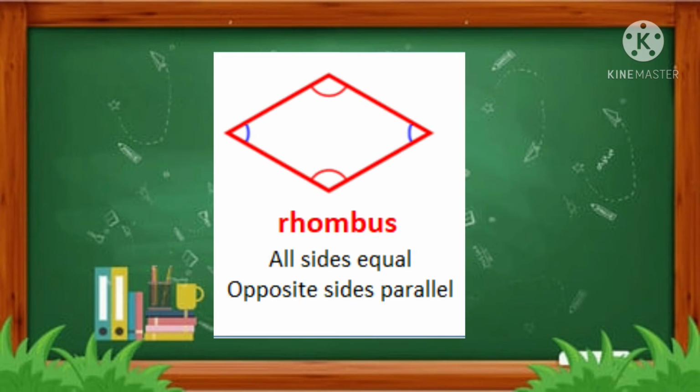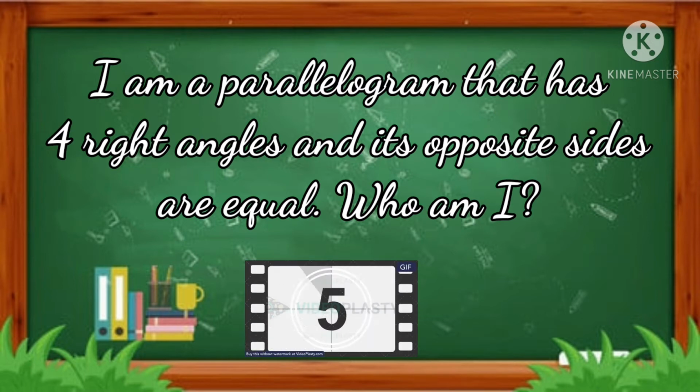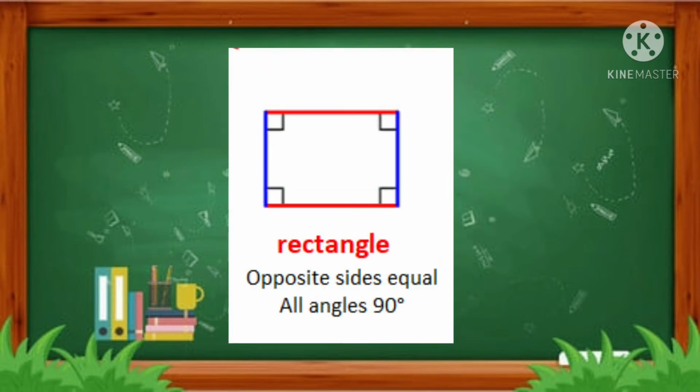Very good, it's rhombus. I am a parallelogram that has 4 right angles and its opposite sides are equal. Who am I? You're right. That is rectangle.